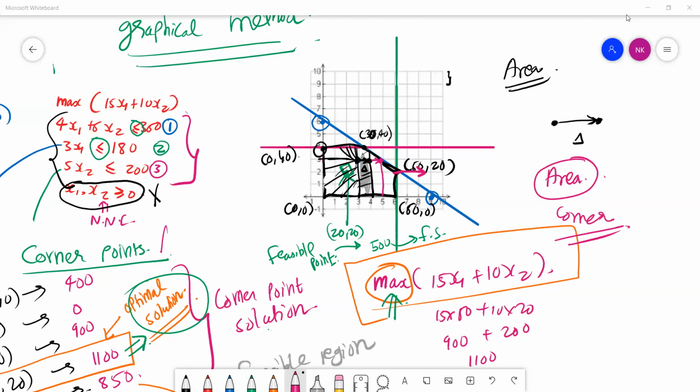Okay. The next question that was asked by Viraj is, what if we get all the same corner points? Fine. For this case, if you have multiple corner points with the same value, then you can have multiple answers. That is not an issue. You can have multiple answers.